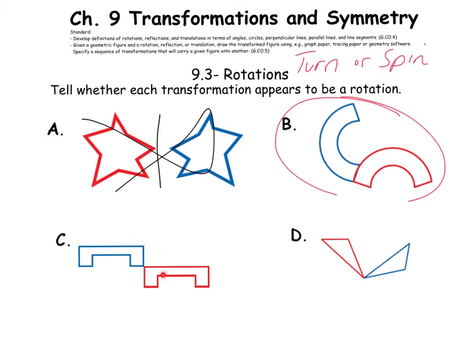If I look at C, C's actually what? Yes, a translation, right? We're sliding this way or we're sliding that way. We're not turning. If we were to turn this guy, it would be upside down, and these two little peninsula-looking things would be facing up.